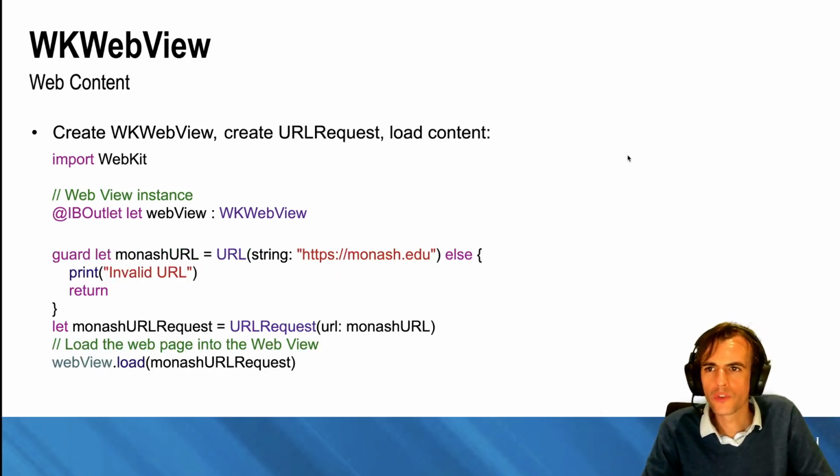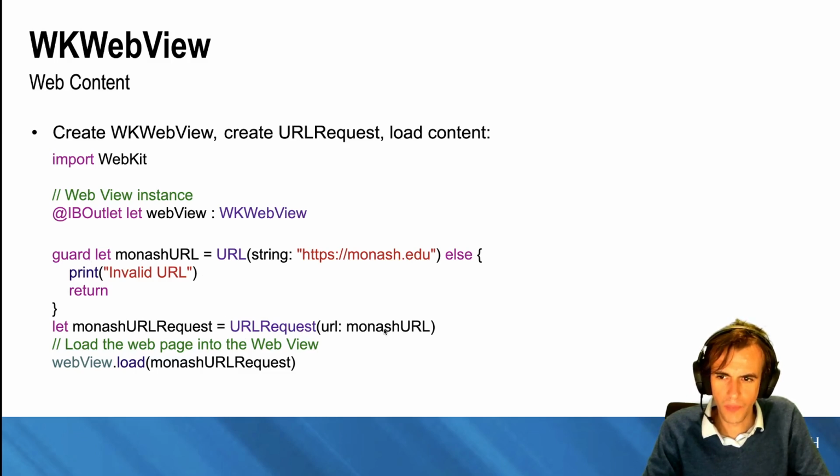The other thing you might want to do is load content from the web via a URL request. This is pretty easy. You create a URL instance in the same way that we've done in many examples this week, and then you create a URLRequest from that URL, and then you pass that to the load method for a web view. It will perform the web request.